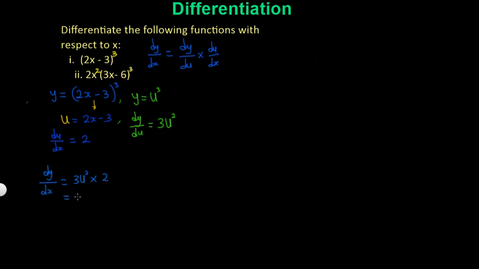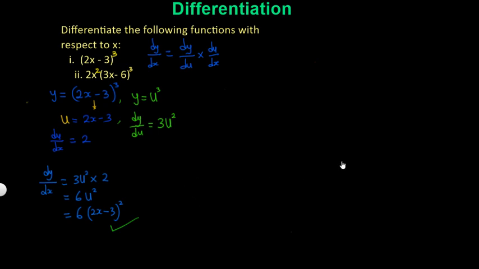And when we multiply, this is 6u raised to the power of 2. Then we have to substitute the value of u back into this. 6 open bracket, our u is 2x minus 3, 2x minus 3 raised to the power of 2. So in this way, we've been able to differentiate this function with respect to x. Done.